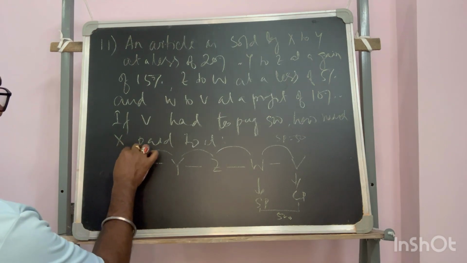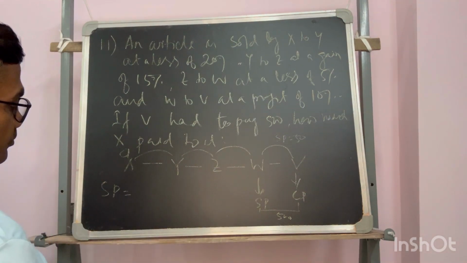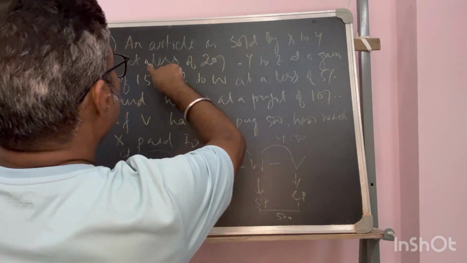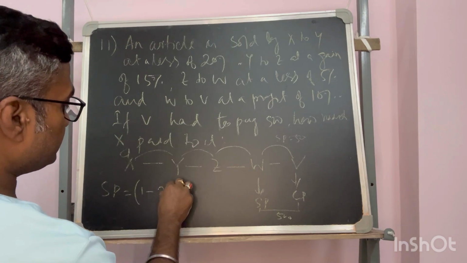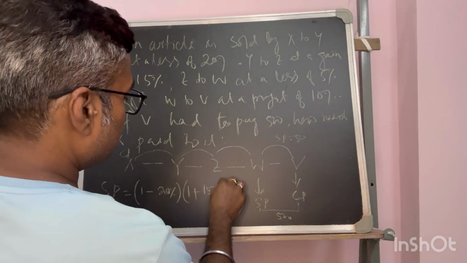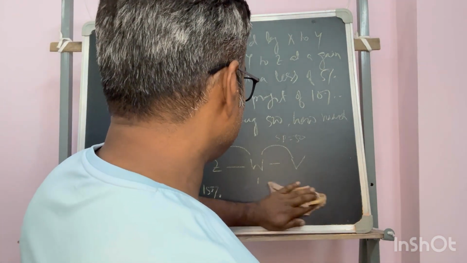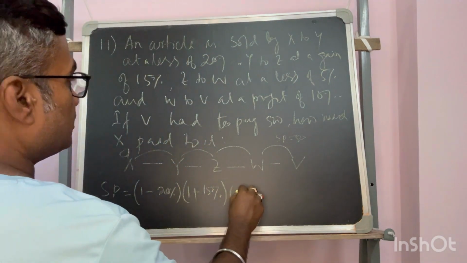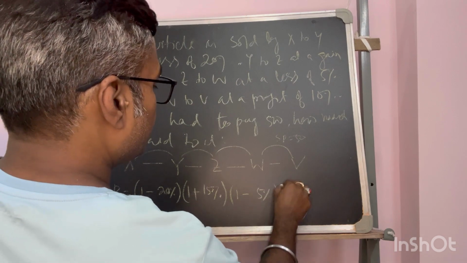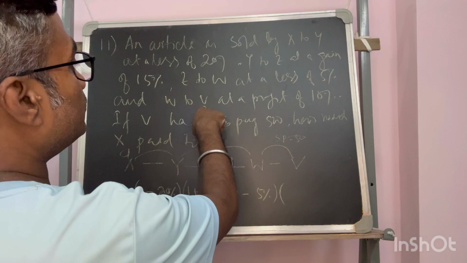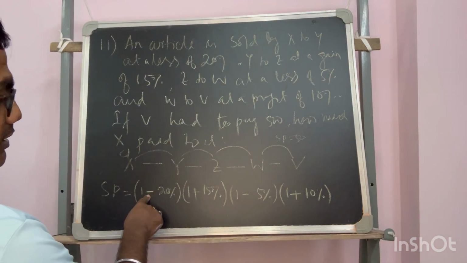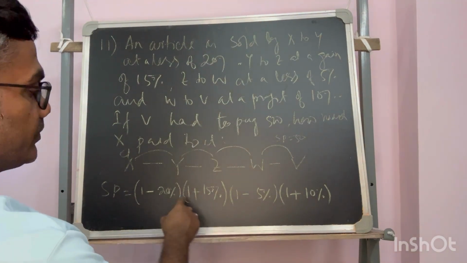Now if this is the CP and the extreme SP, what could the relation be? 1 plus the first one, X to Y at a loss of 20%, so minus 20%. The second transaction, Y to Z at a gain of 15%, is plus 15%. Now I will go on multiplying this way. Z to W again a loss of 5%, then multiplied by W to V as a profit of 10%. So when there is a loss, take minus; when there is a profit, take plus, and multiply consecutively.